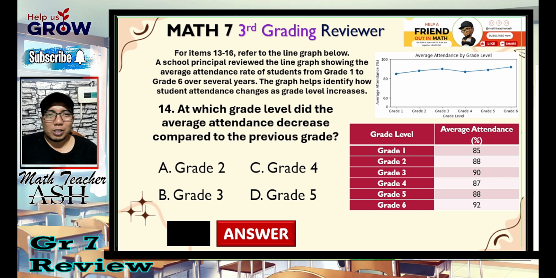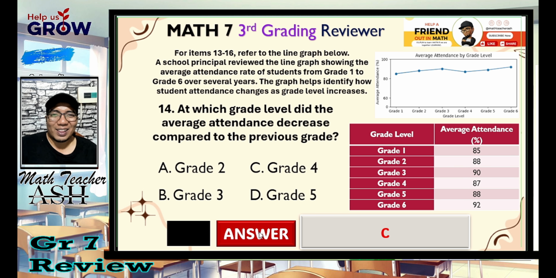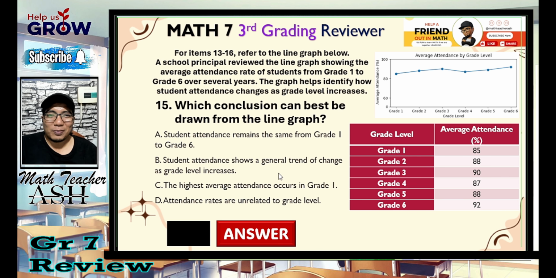Okay, my dear math learners, in our graph, it is very obvious that there is a decrease there, right? So therefore, what is this decrease? This is from grade 3 going to grade 4. So the correct answer would be grade 4. All right, letter C. Let's check whether we are correct. Okay, my dear math learners, I hope you got that one. So now let us go to question number 15.